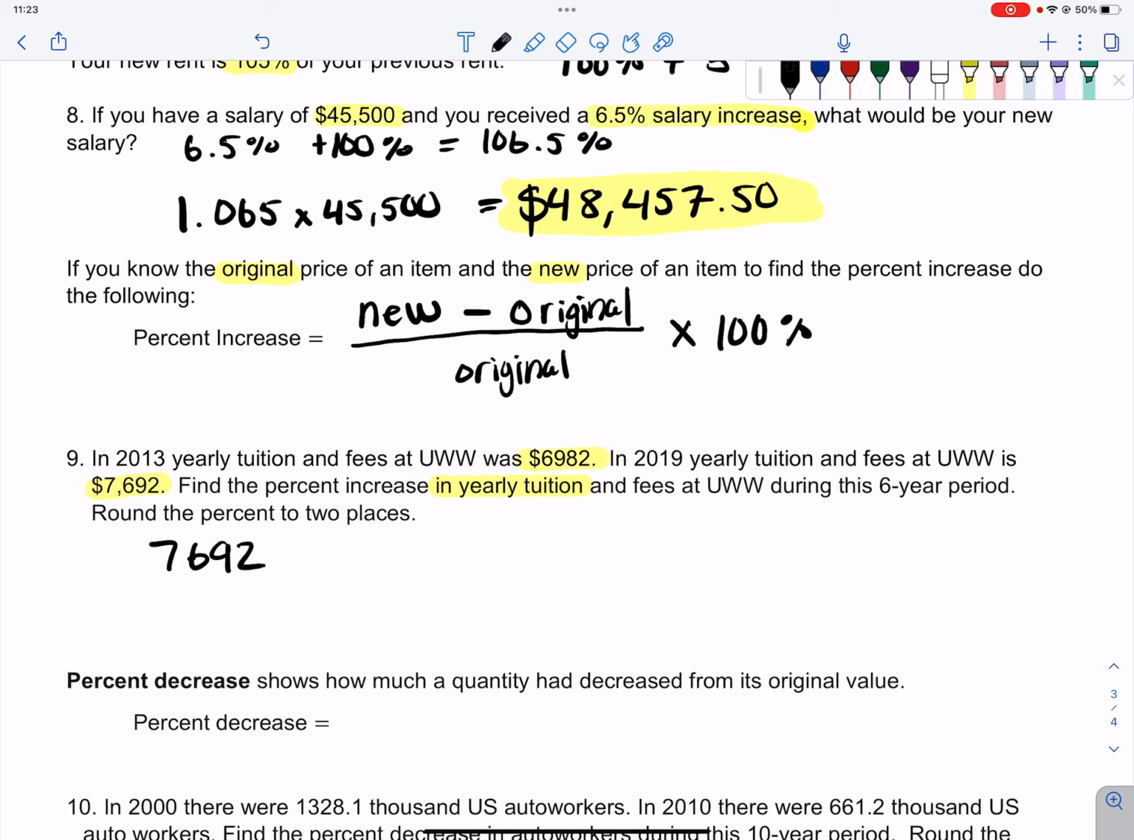So that's going to give us 7,692. And we need to subtract the original one. So our original is going to be 6,982. And then I need to take that and divide this by the original 6,982, and then multiply by 100%. And then once you evaluate this, this should then give you 10.17%.